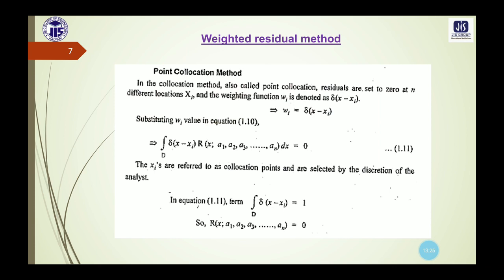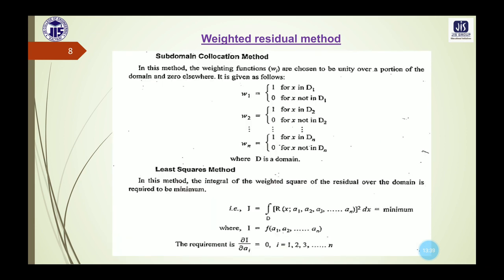So that means finally here we are getting the residual, which is a function of x consisting of these parameters a1, a2, a3 up to an, and this is equal to 0. So this is the concept of this point collocation method. Next we are having the subdomain collocation.